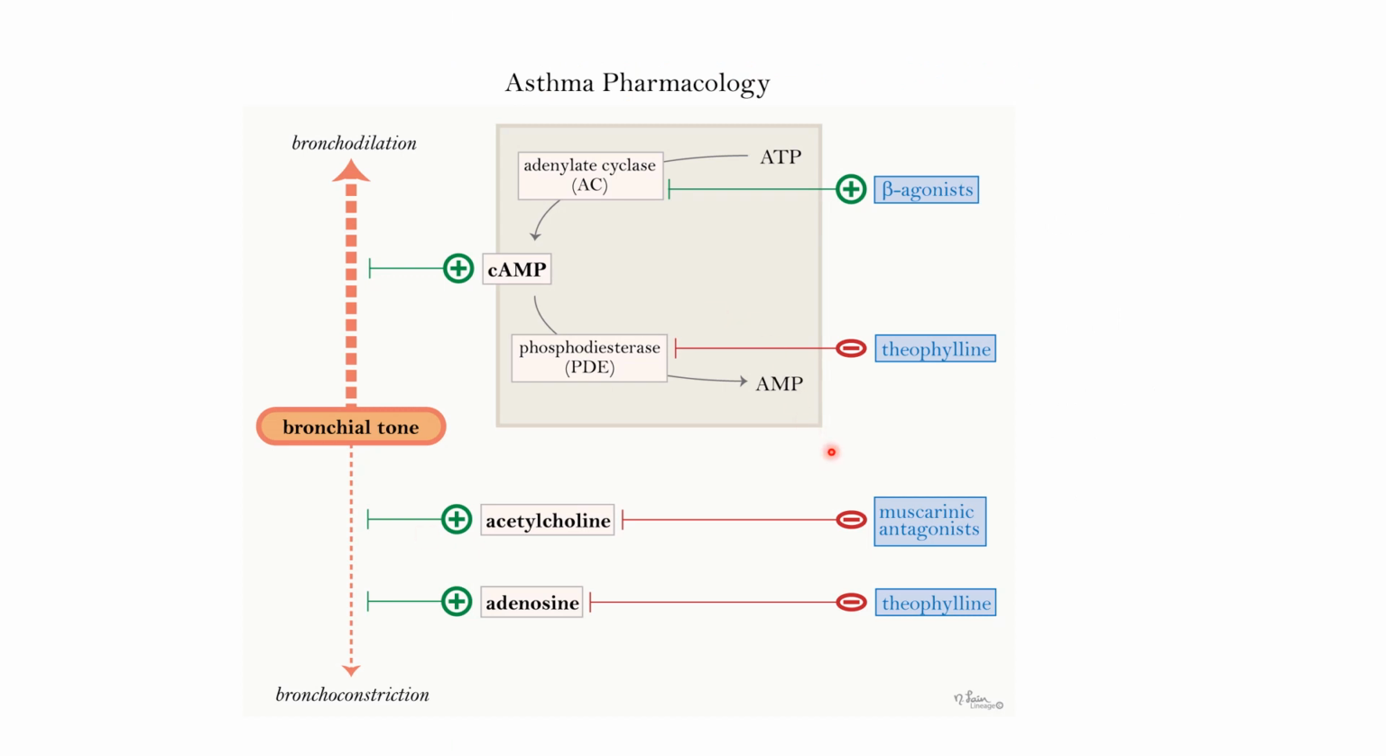These are the drugs used in the management of asthma. Acetylcholine and adenosine cause bronchoconstriction. Hence we use muscarinic antagonists to counteract the action of acetylcholine, and theophylline to counteract the action of adenosine. Beta-2 agonists are used because they increase the cyclic AMP concentration, thereby producing bronchodilation. Similarly, theophylline inhibits the degradation of cyclic AMP, increasing the cyclic AMP concentration and causing bronchodilation. So these are the drugs used in asthma.